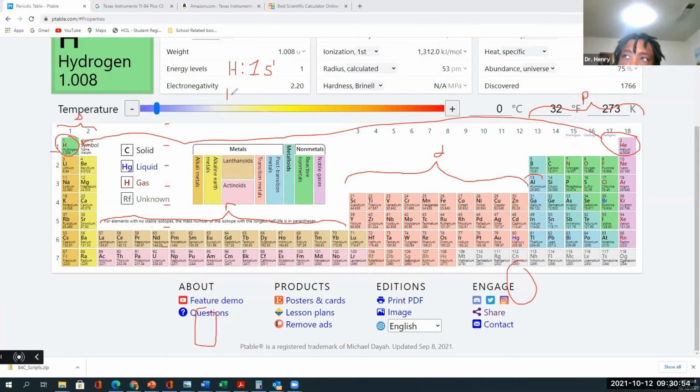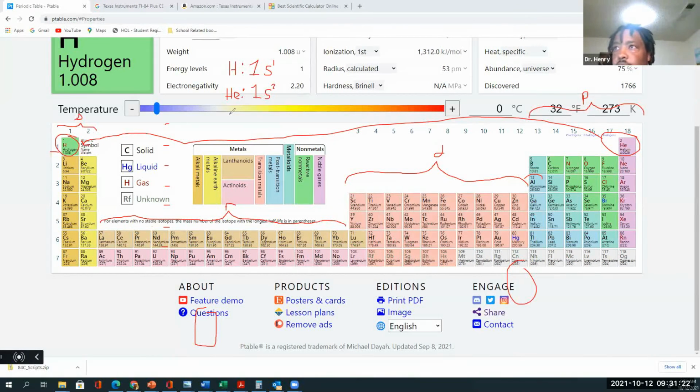Electron configuration for helium. Start off the same way. It's going to be 1s2. And we know that the S subshell can only hold 2 electrons, so we can't have more than 2 there.